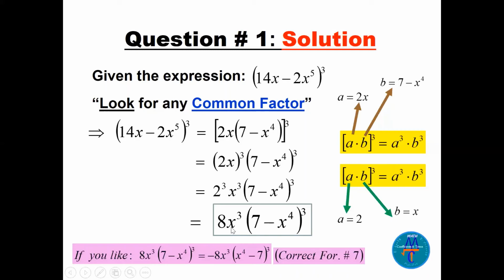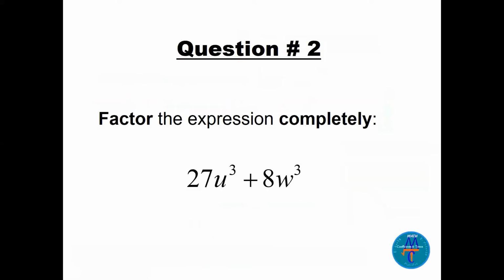That's completely factoring, finished, completely factoring. If you like, you can change the answer here. See, there's a cube. This is correct formula number 7. See the cube here? I can write x power 4 minus 7, but I have to take the minus out because that's a cube. If it is squared, we don't take the minus out. Question number 2, factor the expression completely.